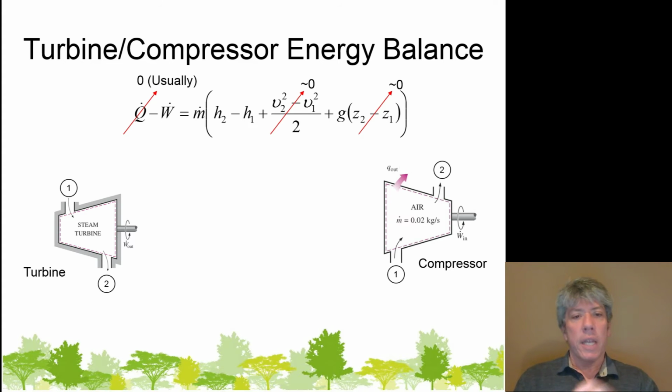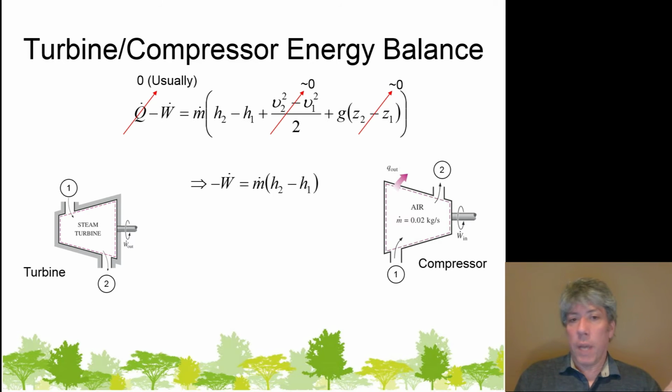But frequently, the kinetic energy change of the entering and exiting stream is small by comparison to the enthalpy change. So a lot of times we'll cross off the kinetic energy change, the V squared over 2 terms, and also, even though the entering and exiting streams may be at different elevations, we'll frequently cross those off, or the potential energy change of the streams off as well.